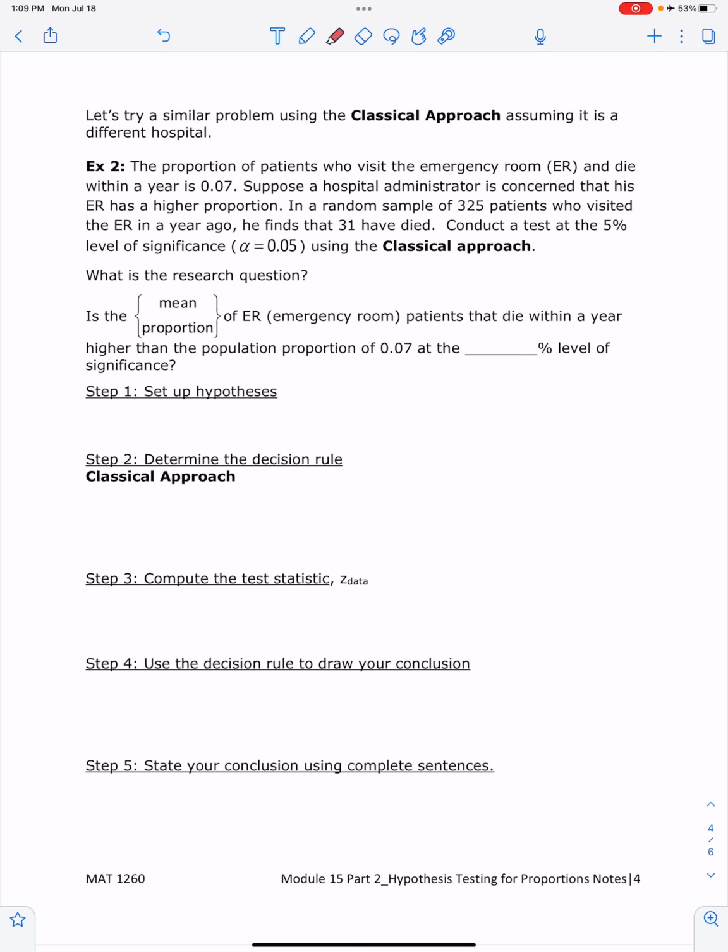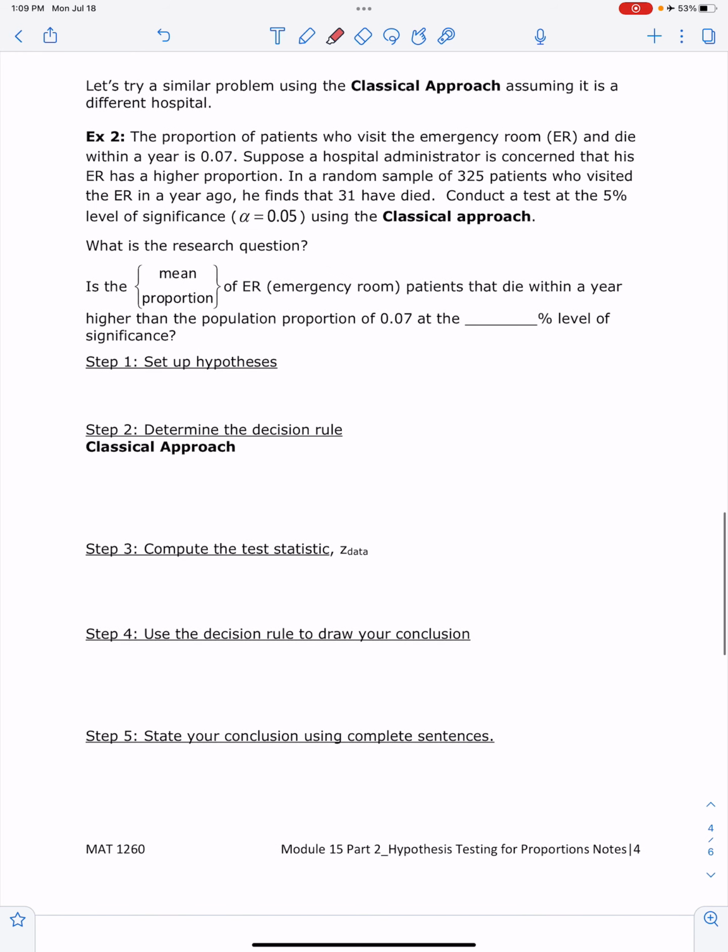Okay, these are the Module 15 Part 2 notes. This is page 4. We are going to do the same thing, a similar problem. This time we're going to use the classical approach, or the critical value method. We're going to assume that we got a different hospital.